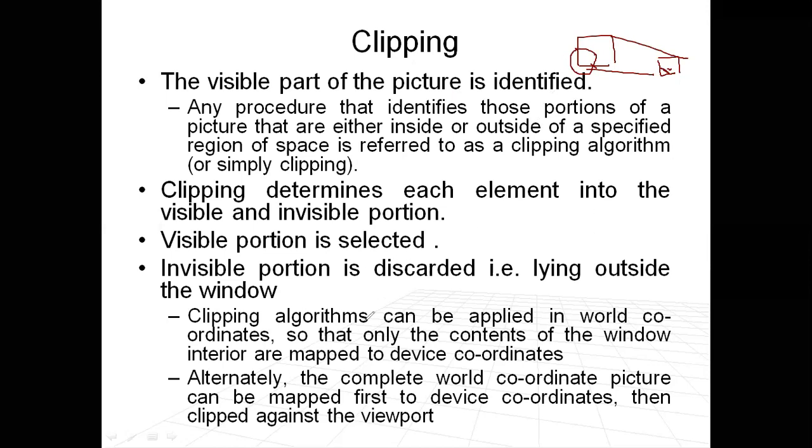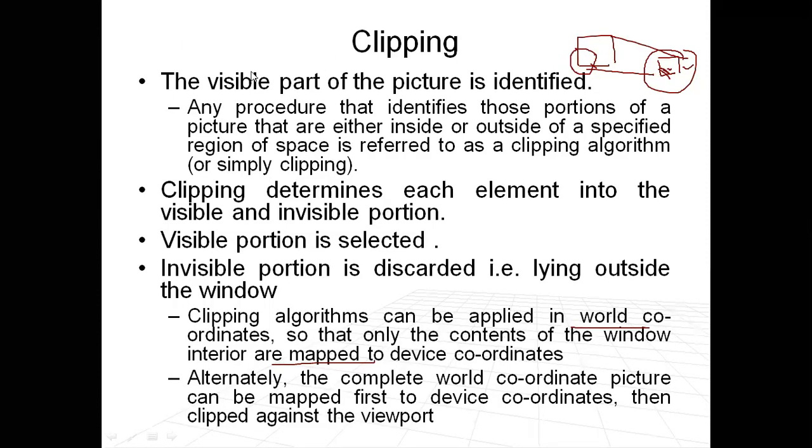Clipping algorithms can be applied in world coordinates, so that only the contents of the window interior are mapped to the device coordinates. That is, we do the clipping here and after that map it to device coordinates. Alternatively, we can map the complete world coordinate picture onto the device coordinates and after that do the clipping against that viewport. So that is the two step procedure. Either alternative can be used. So that is the clipping.